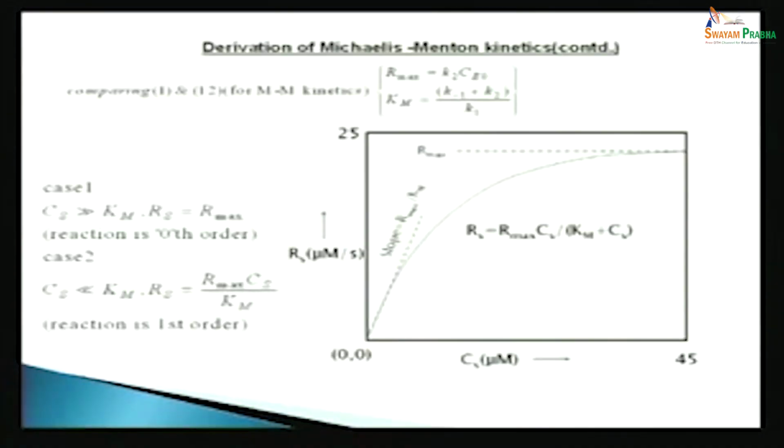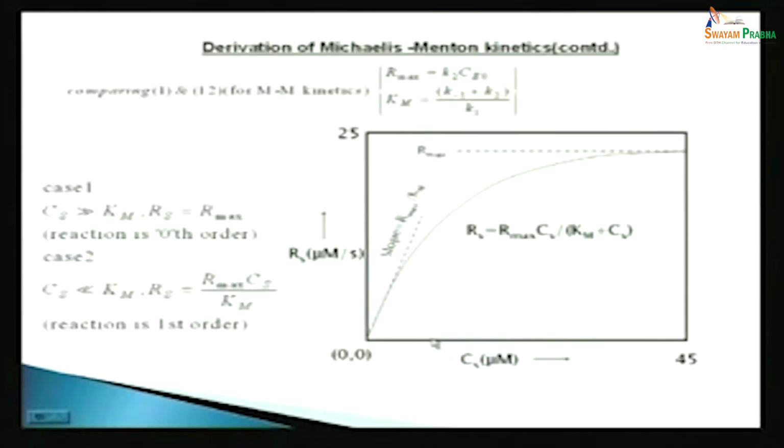Let me show you some plots here. So this is how the plot looks like, and this is your Rmax. So you figure out that when Rmax is, say, 22 or something, then at what value of Cs the reaction rate is half of the maximum. That is your Km. Okay.